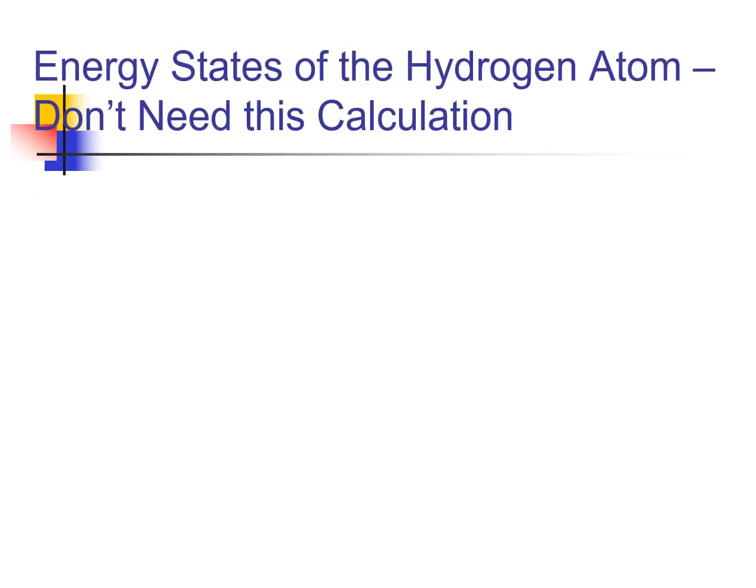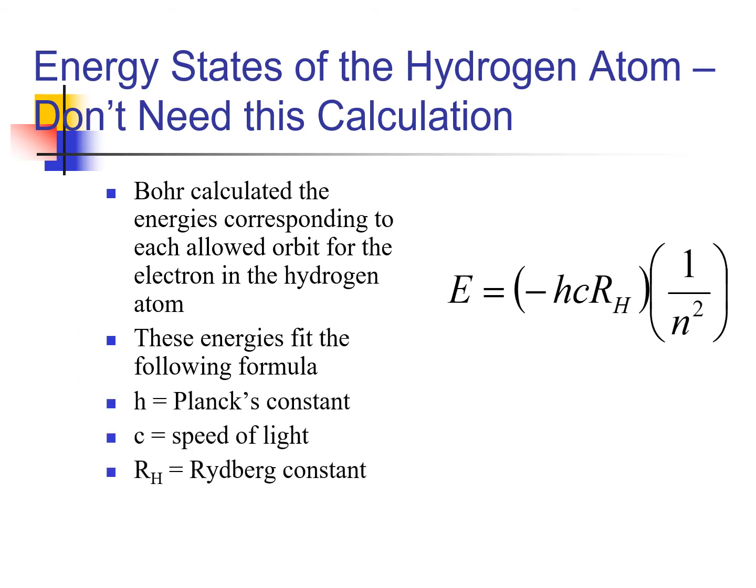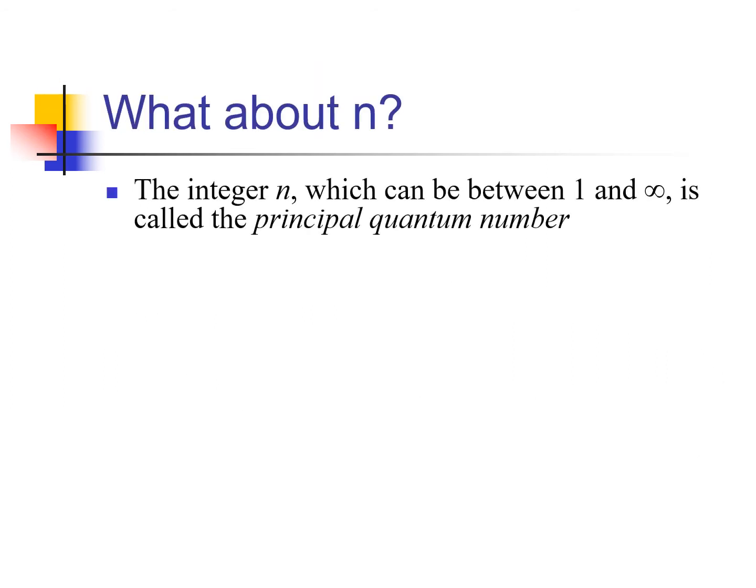Now, the energy states of a hydrogen atom, you do not need this calculation. You can do this. So that's the energy that's allowed. H is Planck's constant, C is the speed of light, R is the Rydberg constant. You do not need to know this equation. Now again, what about that n there? This again is going a little bit further than AP chemistry needs, but I like this.